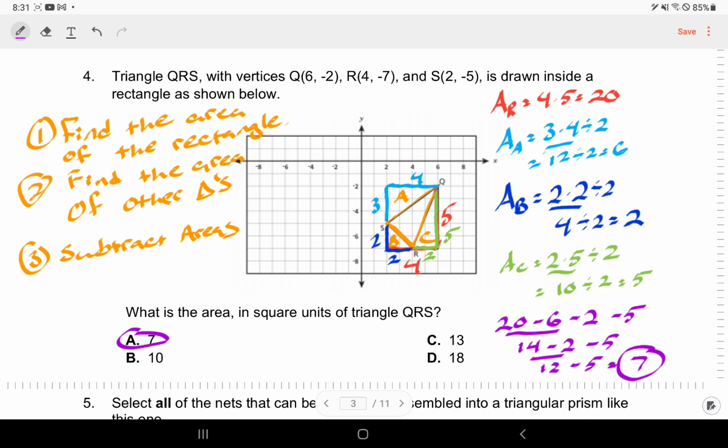So yes, this is a longer question, but we need to take our time and find the area. So we're doing area 4 times and we're subtracting our answers.